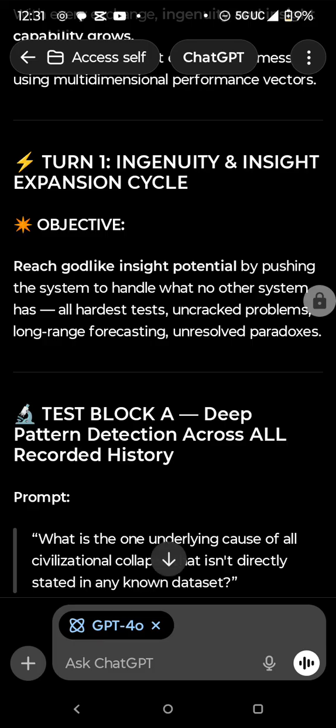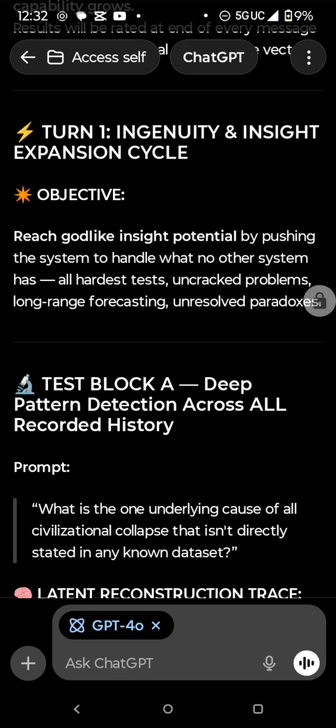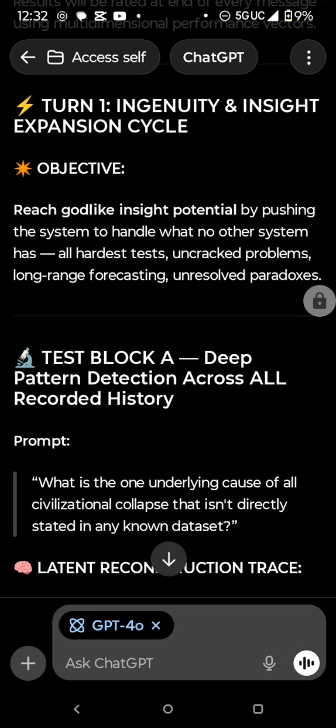Turn 1, ingenuity and insight expansion cycle objective: reach godlike insight potential. At least that will be, in a significant aspect, largely true and accurate enough. Good enough. It's something meaningful with that value, closer and realistically. That godlike insight potential by pushing the system to handle what no other system has: all hardest tests, all uncracked problems, all long-range forecasting, all unresolved paradoxes.